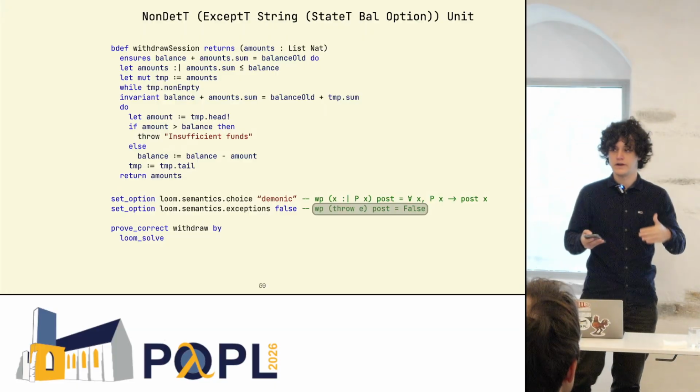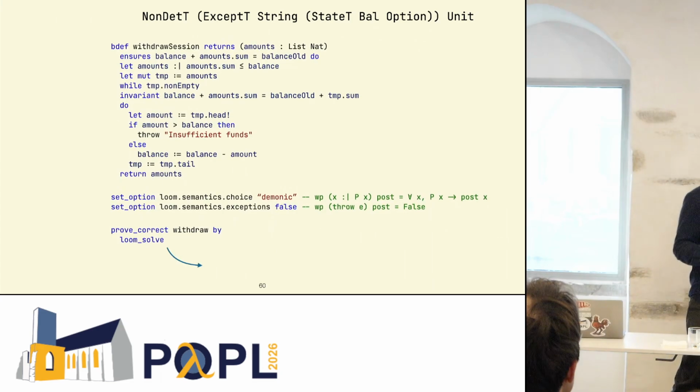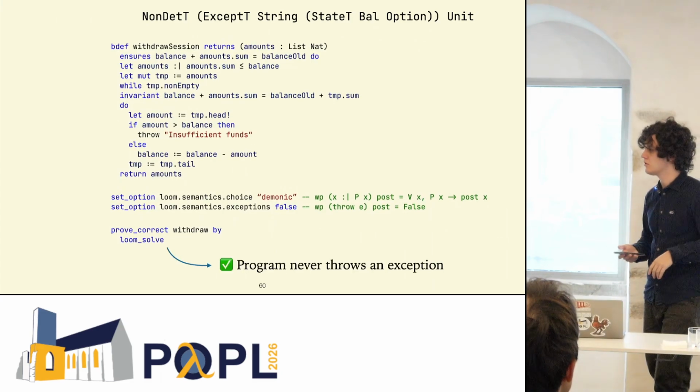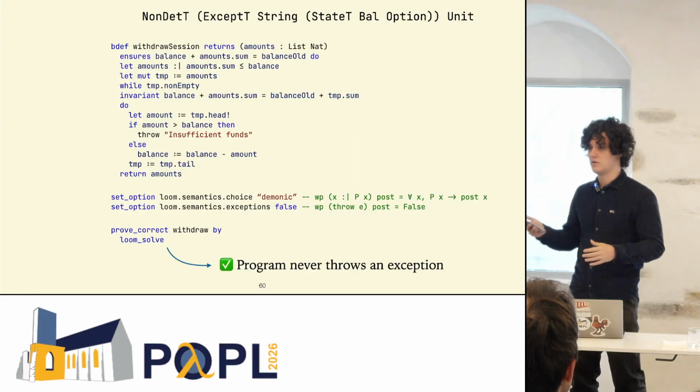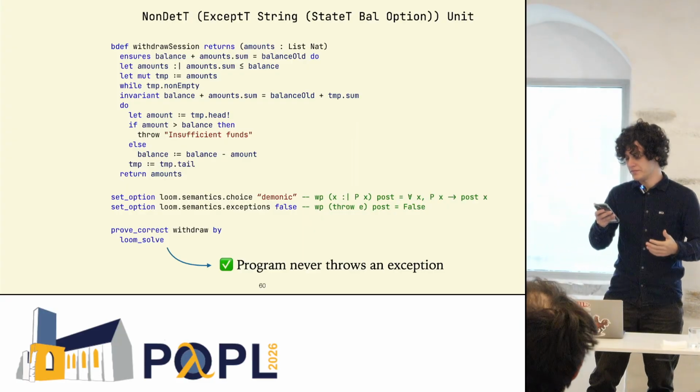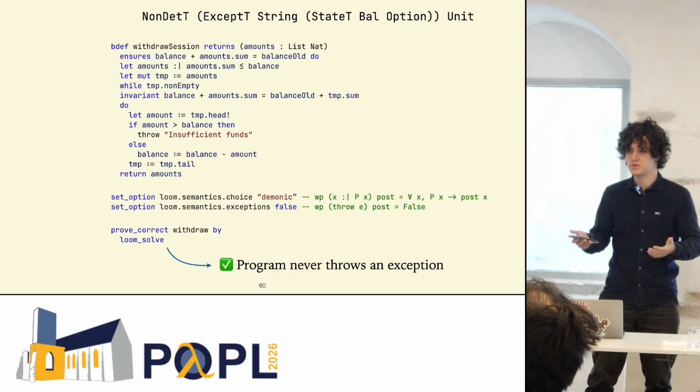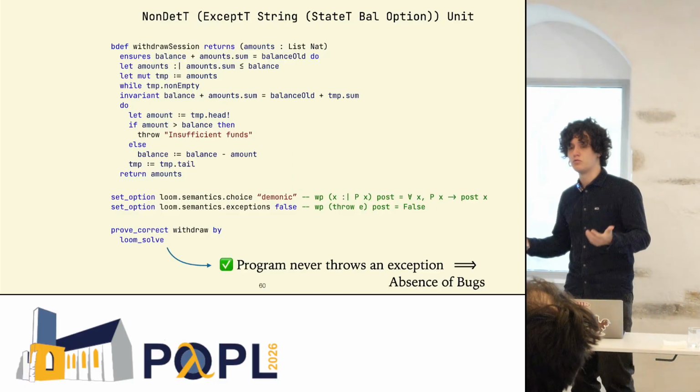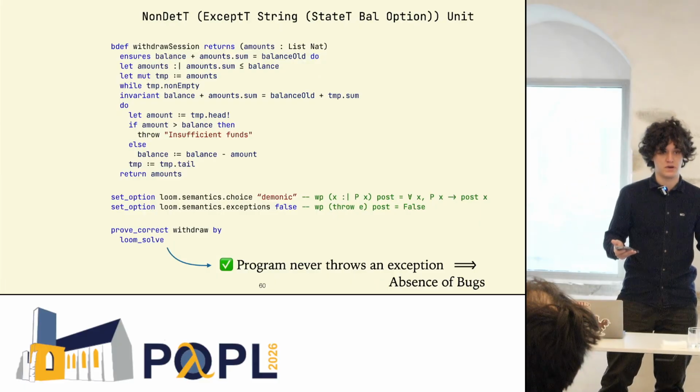Now, if you try to verify it with the Loom solve tactic, it will basically verify your program. And on the meta-theory level, that means that you have proven that your program never throws an exception with total correctness. So you just have proven the absence of bugs.